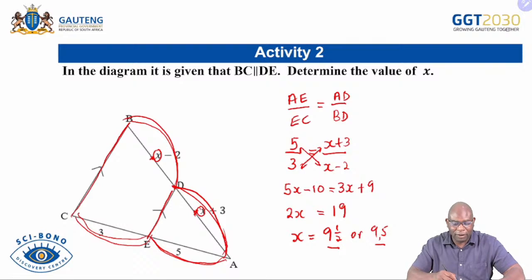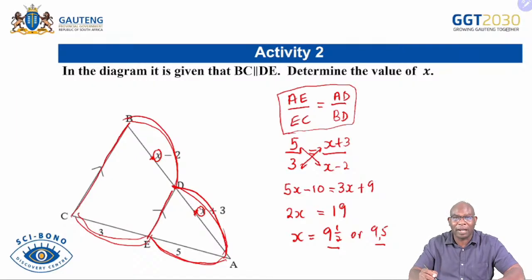And then if I substitute 9.5 for the value of x, I'll find that this proportion will be correct. I want you to go and try it. Take these values, substitute them, and see if it gives you the same ratio. Remember, it must give you the same ratio. So either the ratio will have been increased or the ratio will have been decreased.